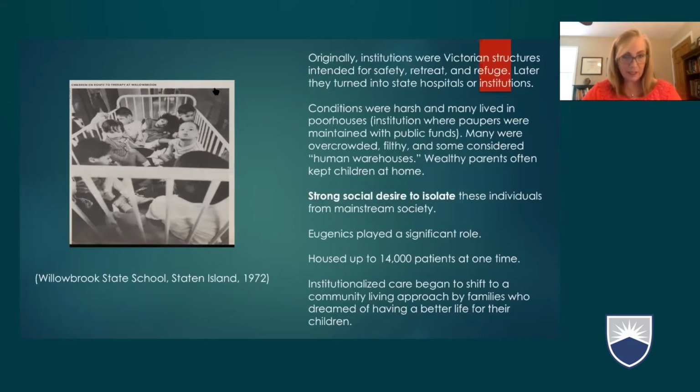So eugenics played a role in all of this, the concept of institutions. And they were able to house up to about 14,000 patients at one time. Institutionalized care for individuals with intellectual disabilities, or ID, really began to shift to what we now call a community living approach, when their families thought, our adult children with intellectual disabilities should have a better life. They deserve a better life. And that's really what began all of the changes for the better.